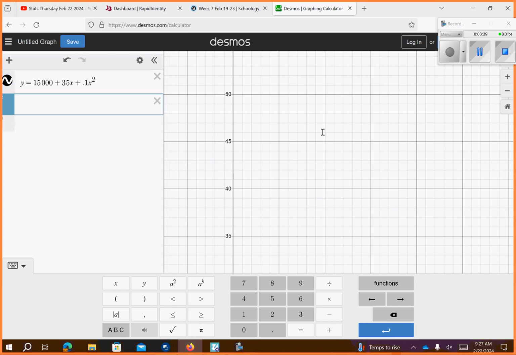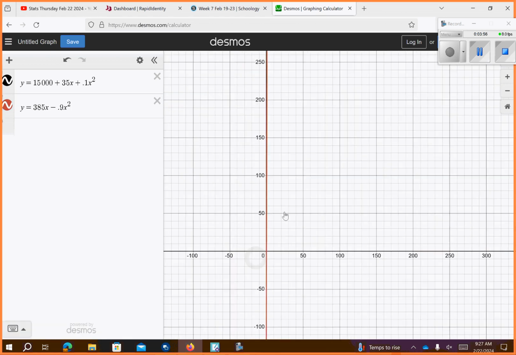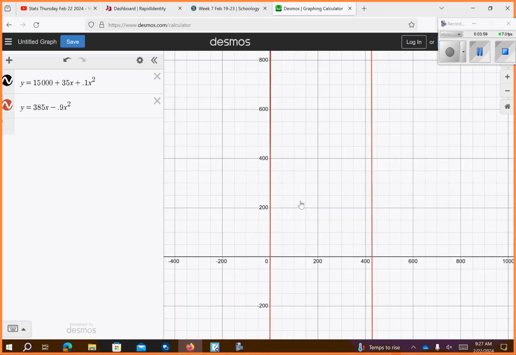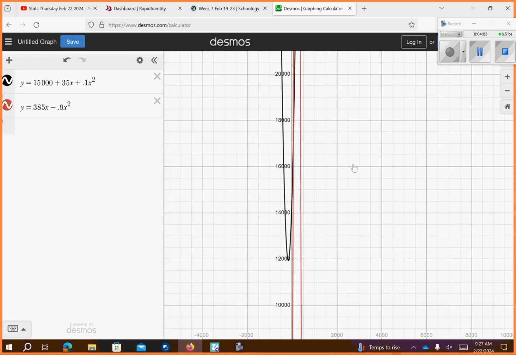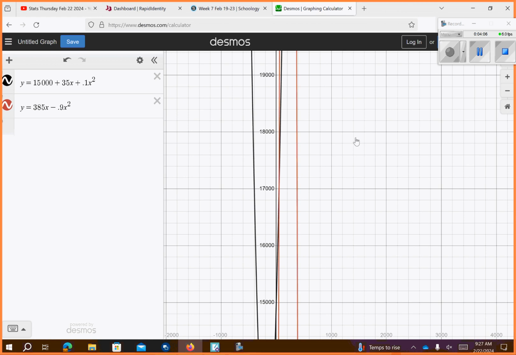There's the first one. Second one, y equals 385x minus 0.9x squared. Okay, so we have both of those. So let's see what we can find. We got the red. Where's the black at? There's the black. All right, so somewhere in here. There we go. So at 50 items, I get 17,000.